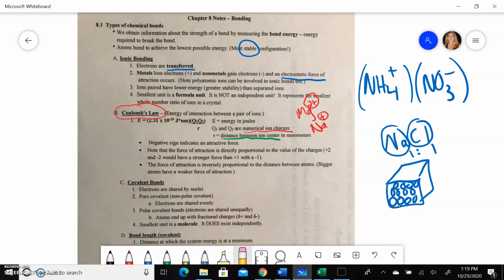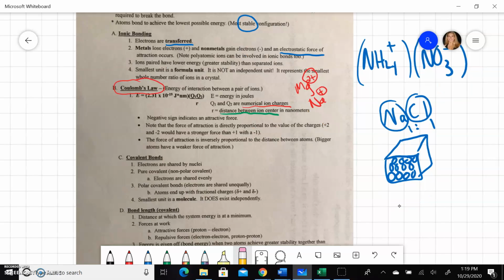And so the two things that you want to look at are the magnitude of the charges. See if maybe one has a +2 and -2, whereas another one is +1, -1. And if they're all the same charge, then you want to look at the distance between the atoms and see if you have some really big atoms versus some really small atoms.